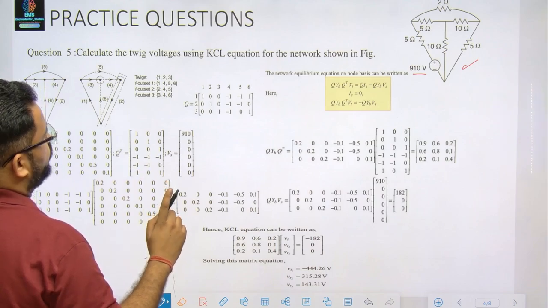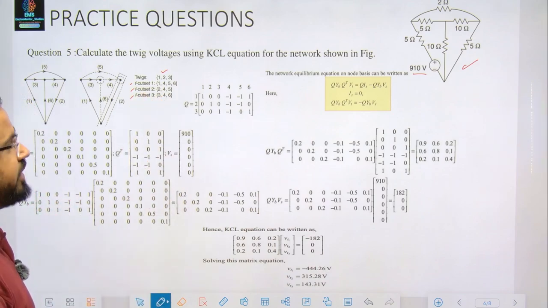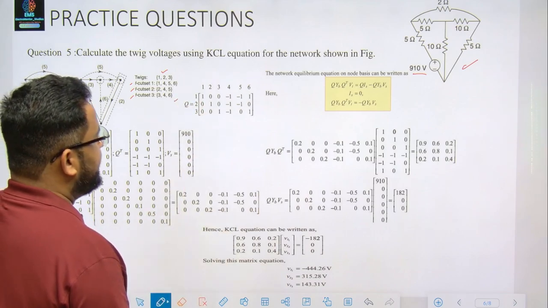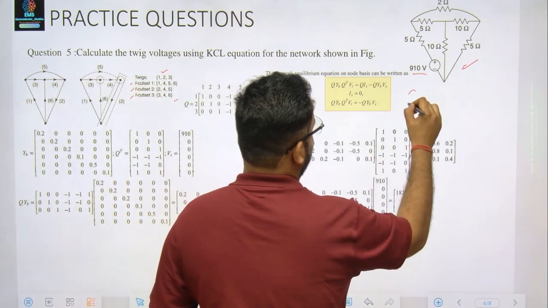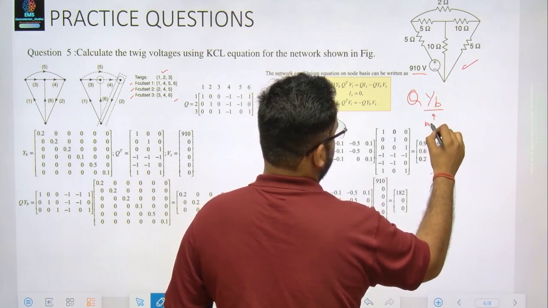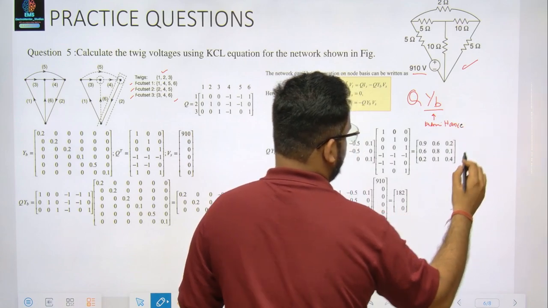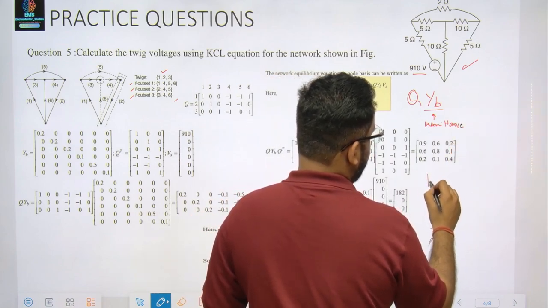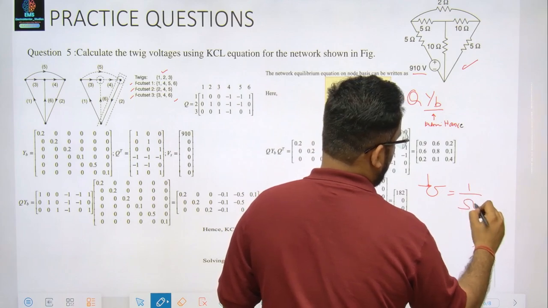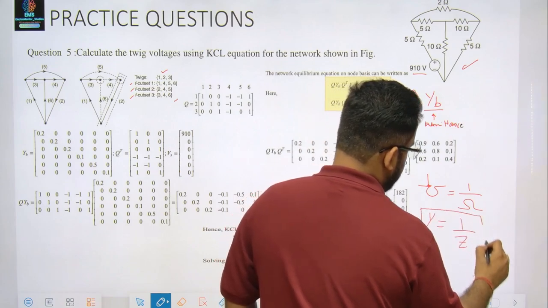If they want us to calculate twig voltages, I need to go with a cut set matrix, because the number of cut set matrix rows depends on the number of twigs we have. So we have found out the cut set matrix. Now the formula of KCL changes from Q to YB. YB is nothing but the admittance matrix. And for those who are not clear with admittance, the unit is mho, which is 1 by ohms. So I can say admittance Y is nothing but 1 by Z.